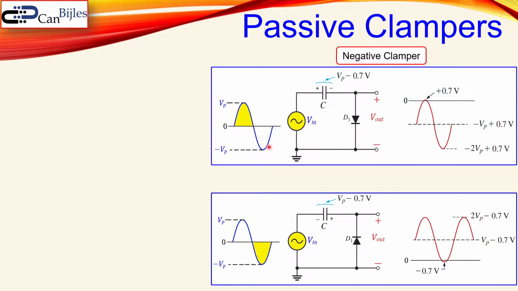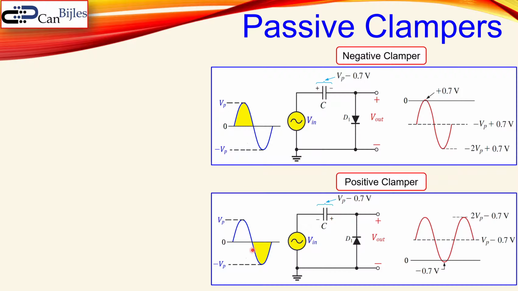When you have a sine wave input here, which has peak value Vp, this will then be clamped to the negative. In this case we see a small error of 0.7 volts due to that diode. So you go actually almost down to minus 2 Vp, plus of course again this diode voltage drop. The similar case also happens for the positive clamper.